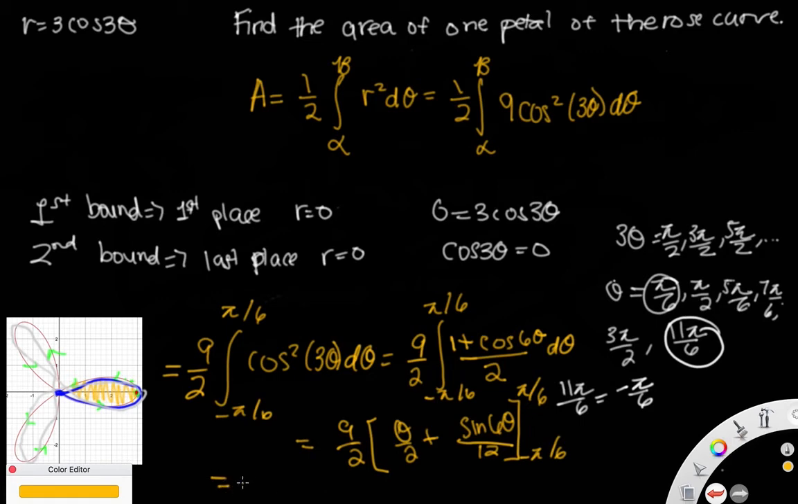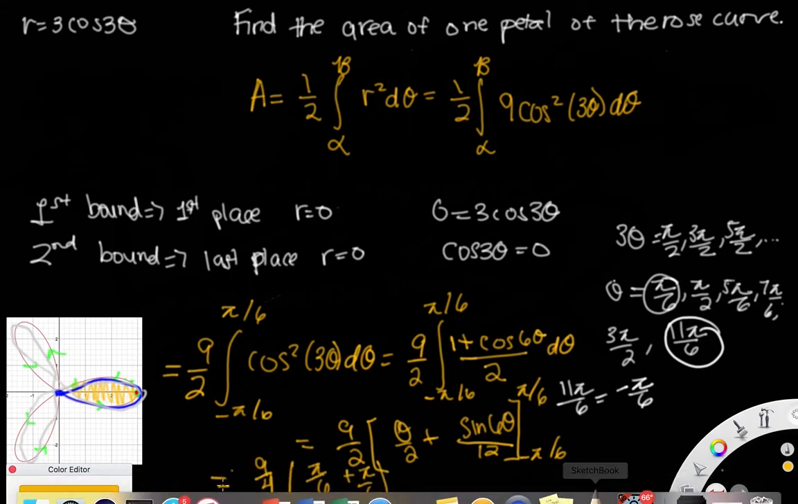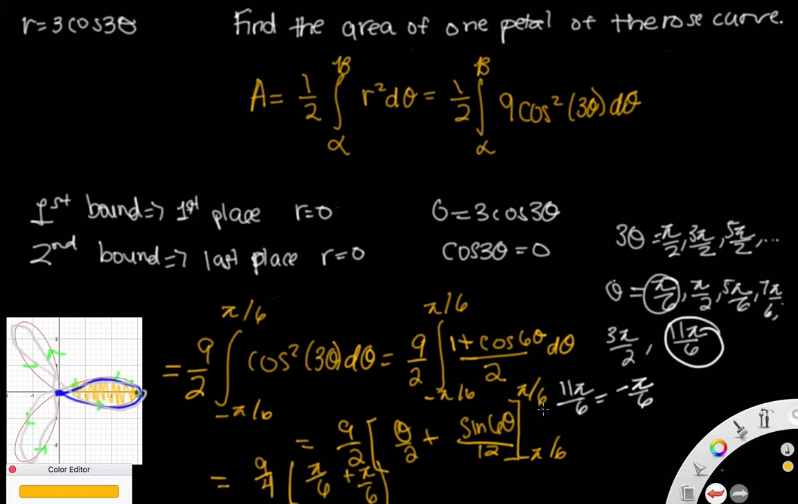And then when you solve it out, you get 9/4. I just took out a half really quickly. Pi over 6 plus pi over 6. And I kind of just simplified it really quickly, but sine of 6 times pi over 6 is sine of pi, which is going to be 0. And the same thing for negative pi over 6. Sine of negative pi is also 0, so this is all going to be 0.